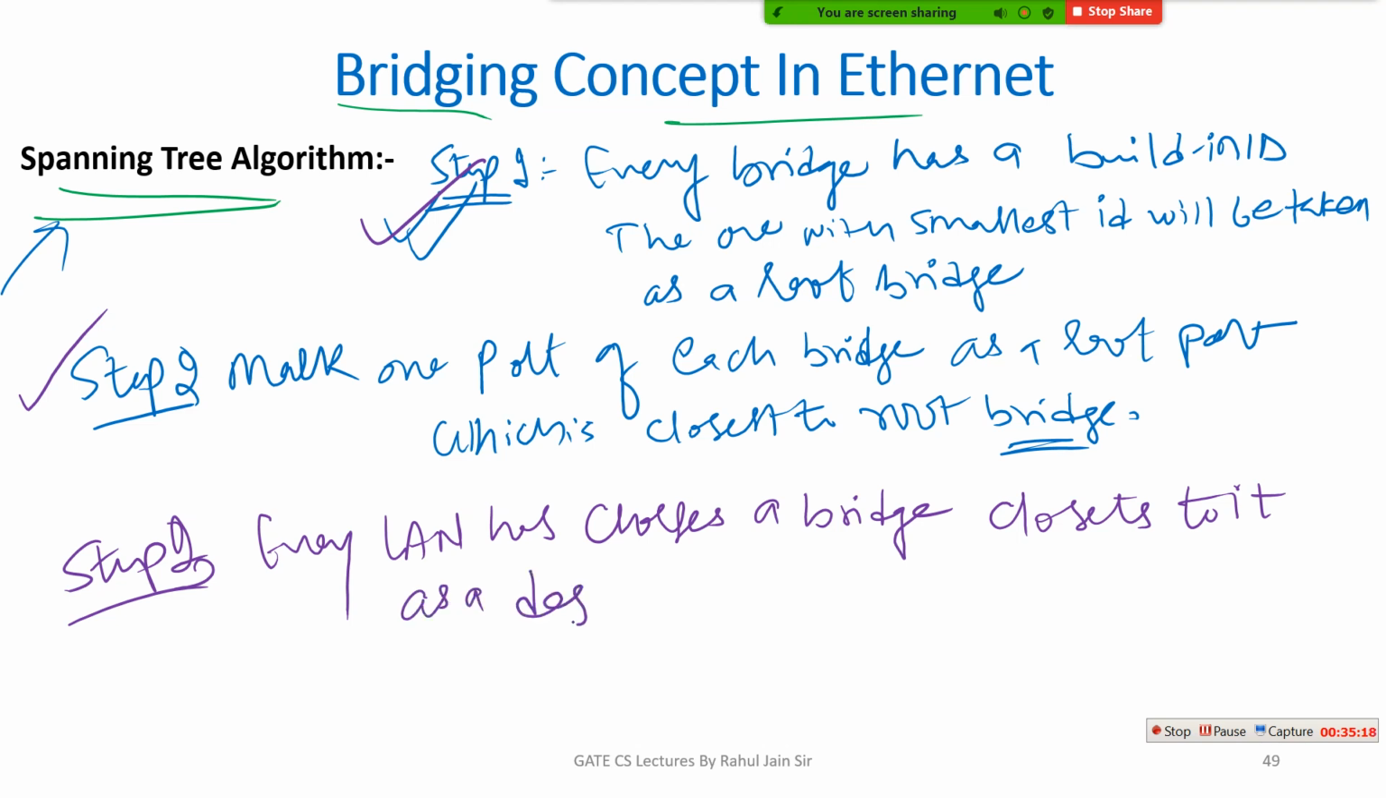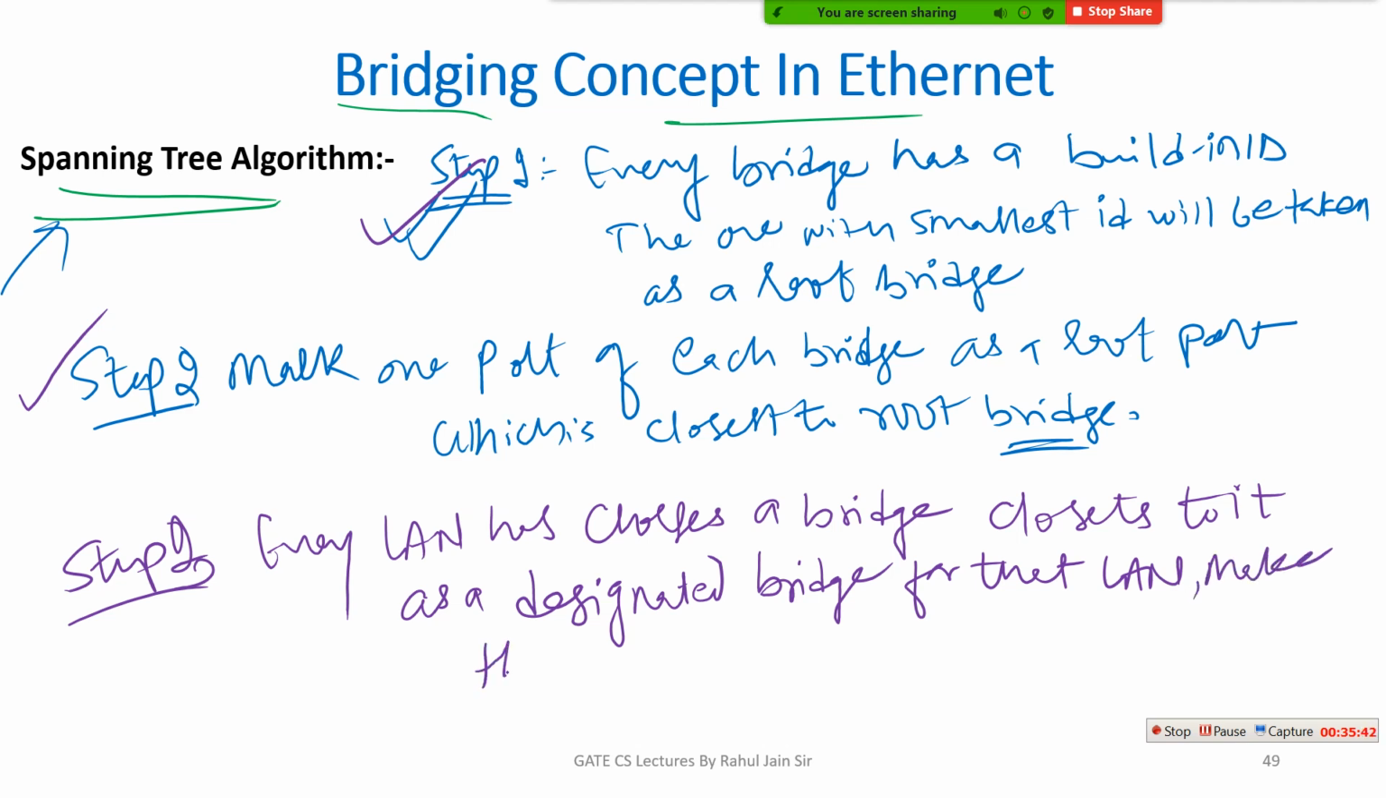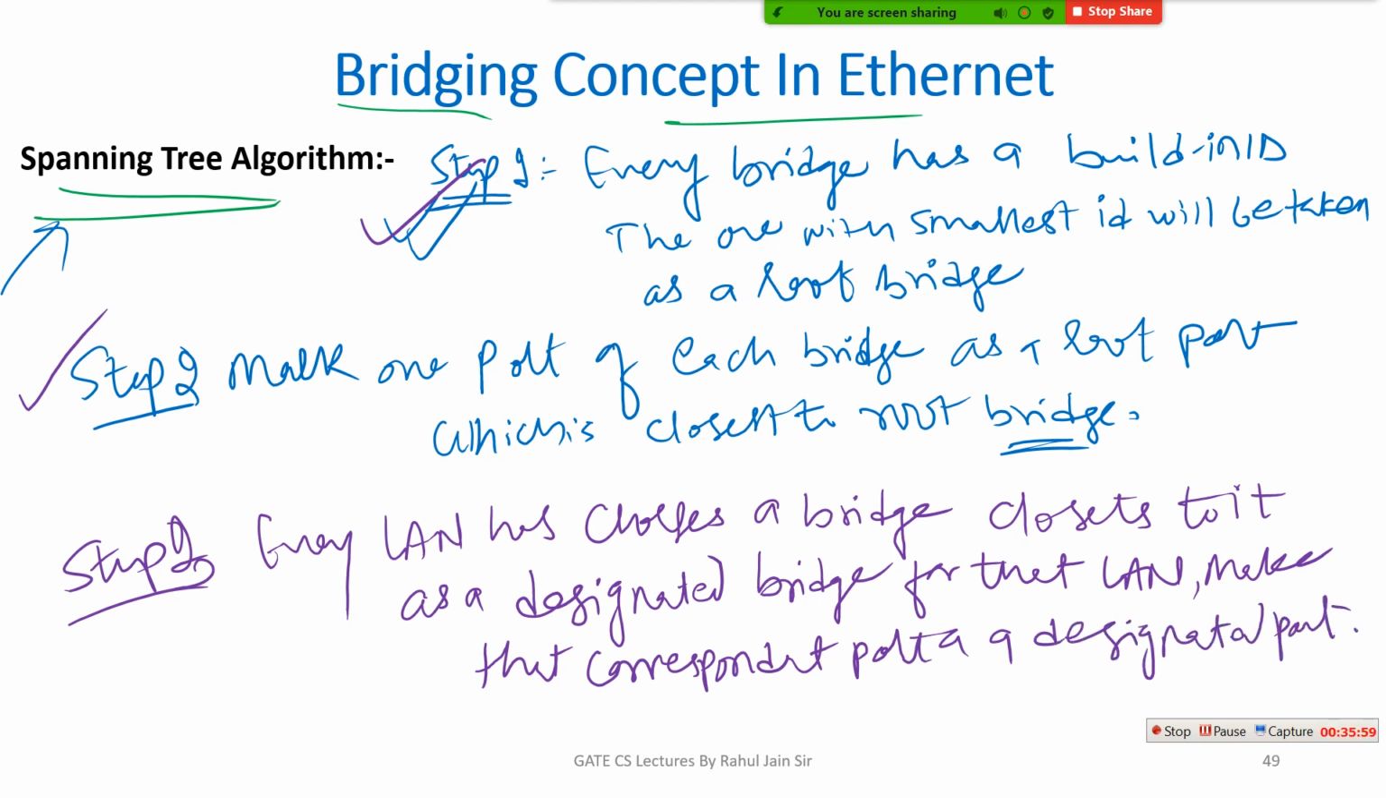Every lane chooses a bridge closest to it as a designated bridge for that lane. Now make that corresponding port a designated port.